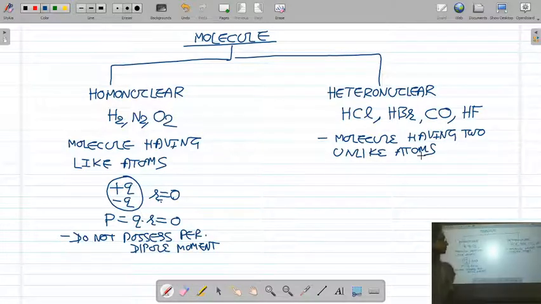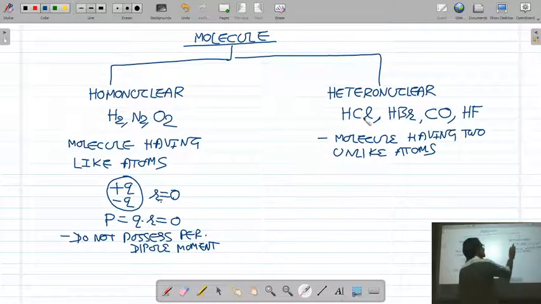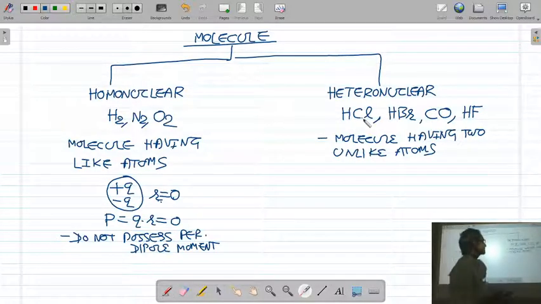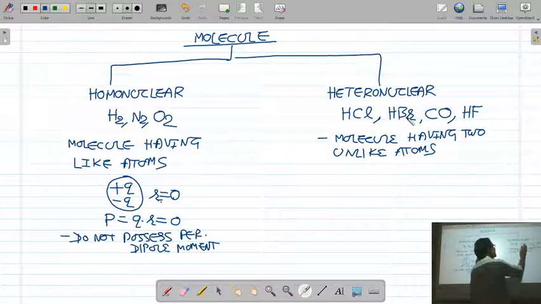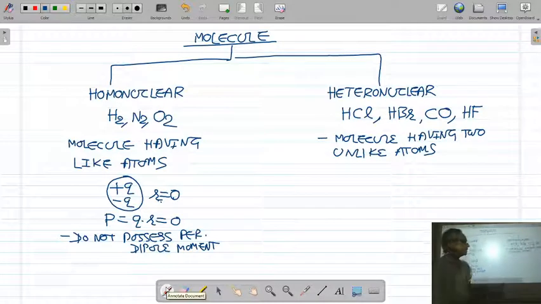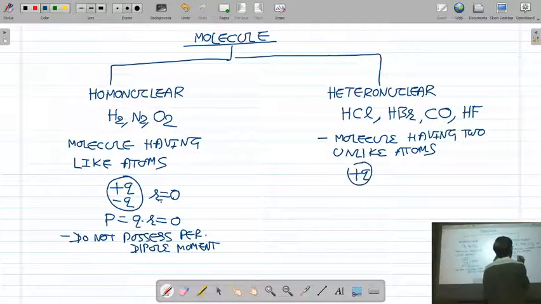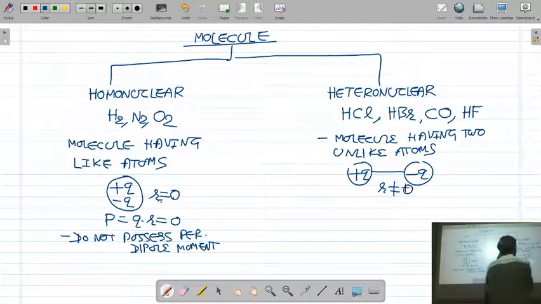Molecules having two unlike atoms, like in HCl, H and Cl are two different atoms. HBr, H and Br are two different atoms. So a molecule having two different atoms is called a heteronuclear molecule. In a heteronuclear molecule, the center of positive charge and negative charge do not coincide. So R is not equal to 0.